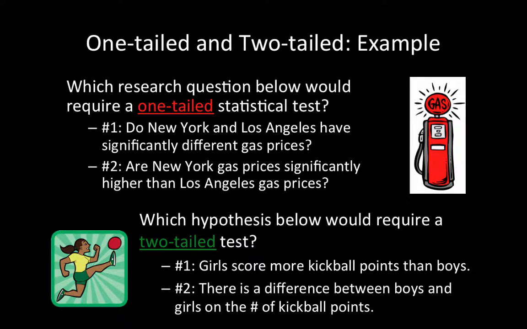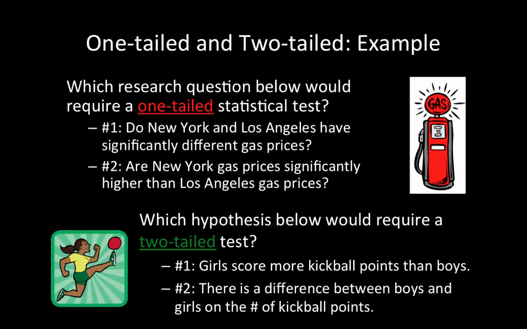What about this example? Which hypothesis below would require a two-tailed test? Hypothesis number 1. Girls score more kickball points than boys. Or hypothesis number 2. There is a difference between boys and girls on the number of kickball points. Which hypothesis would require a two-tailed test?